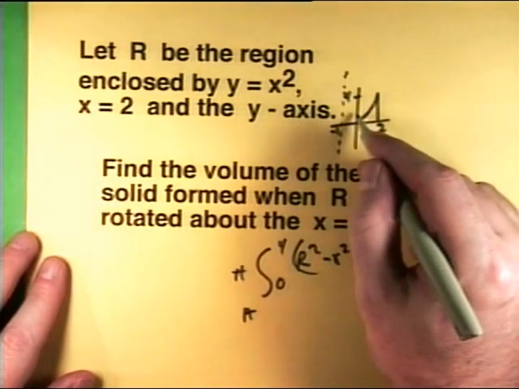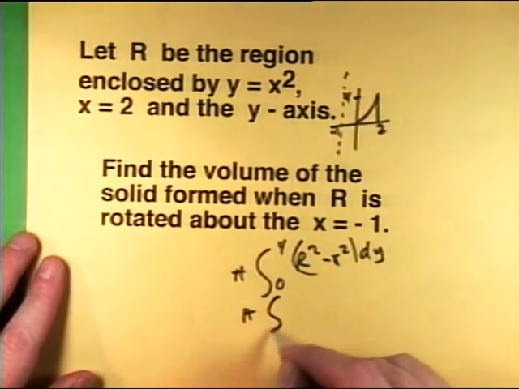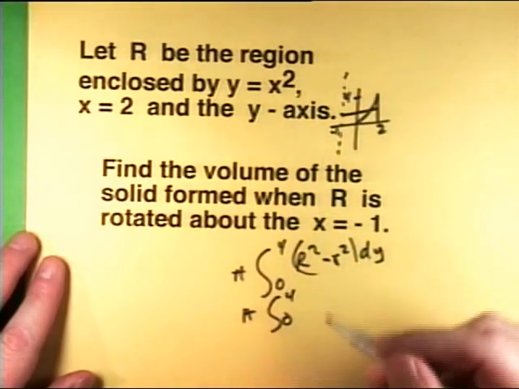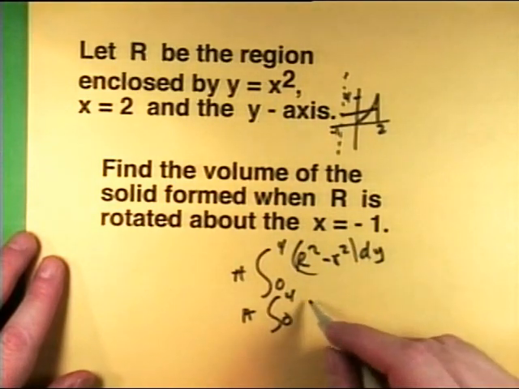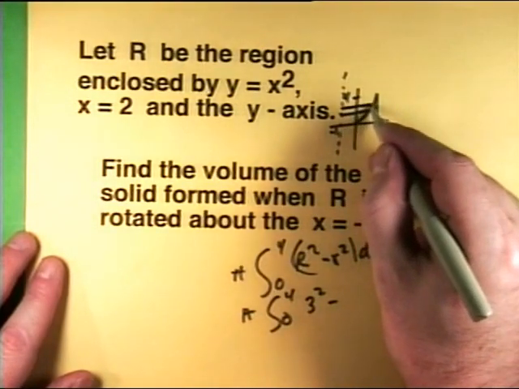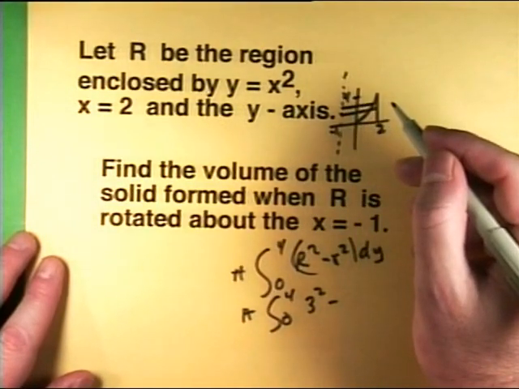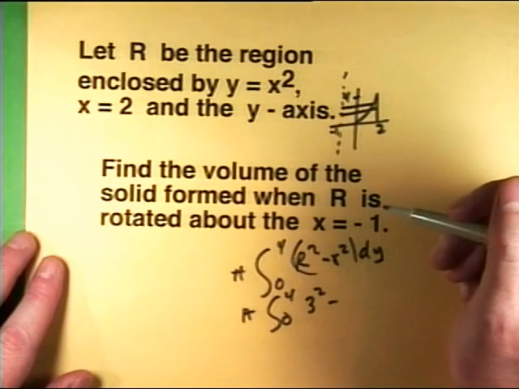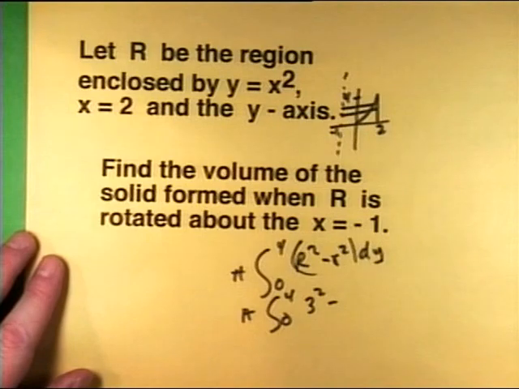So tell me again one more time what you think it's going to be. You want to do the big R first? Let's do the big R first. Okay, the big radius is 3, 3 every time, right? And what's the little radius? It's going to be negative 1 minus square root of y.